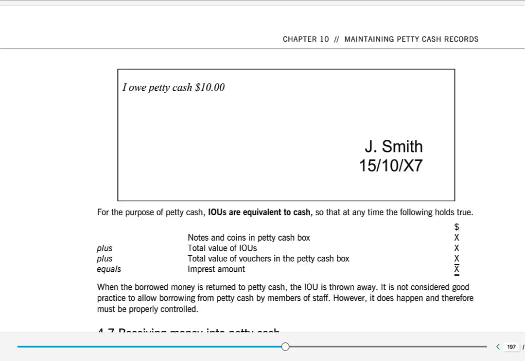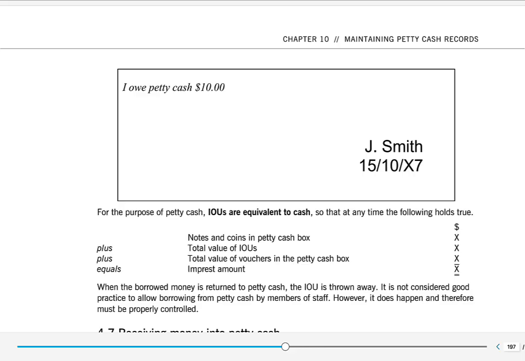The fourth problem, IOUs can lead to theft and fraud. This is the biggest danger. If a business allows IOUs, people will start using petty cash like a personal wallet. Someone may borrow today, then borrow again next week, then borrow again next month. Some people may forget to repay, some people may refuse to repay, some people may repay late, and some people may misuse it intentionally.